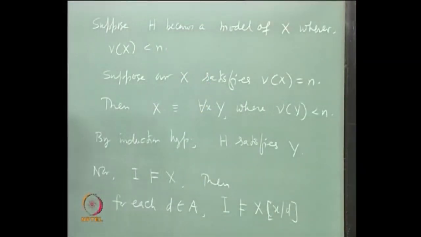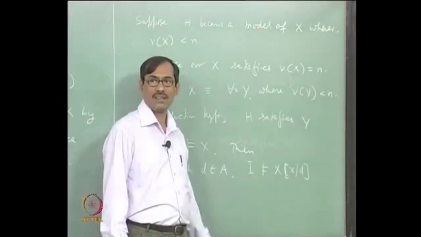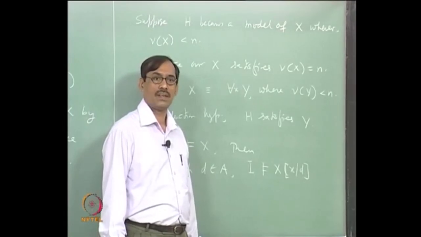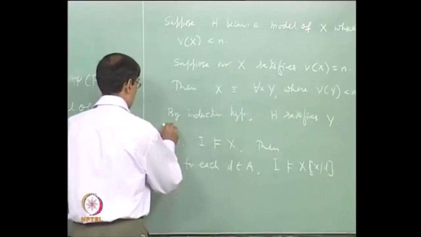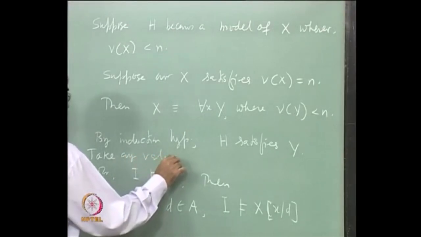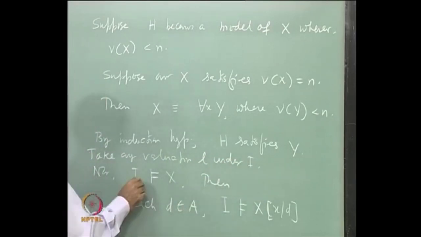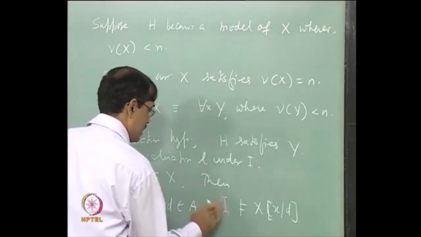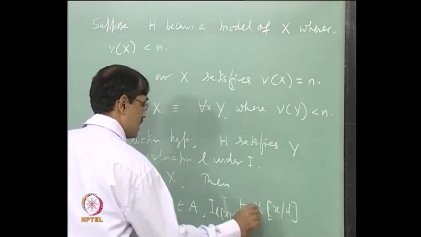Okay. So if you write it formally, it will say you have to introduce one L, then put L x by d. That way. Fine. Is that okay? If you want that, then you may say take any valuation L under I. Now you say IL satisfies x, because x is satisfiable. Then you will be writing for each d in A, I L x fixed to d satisfies x.